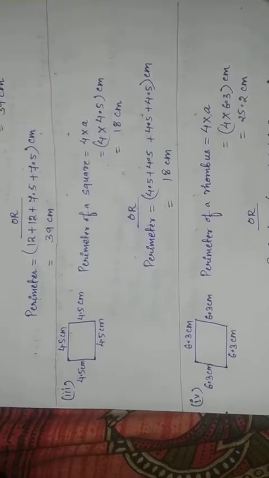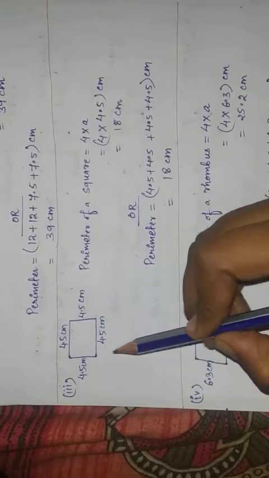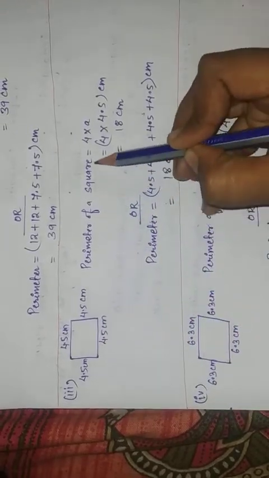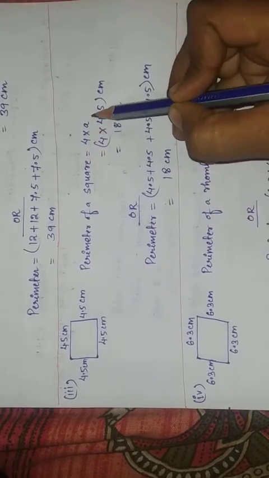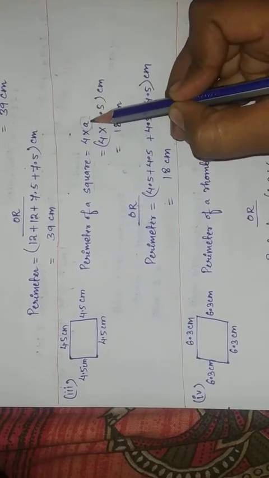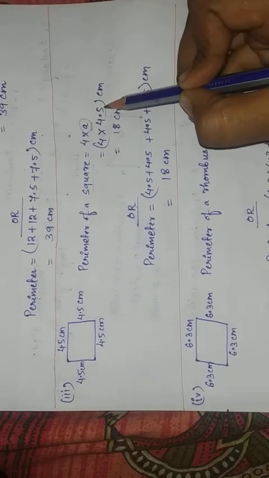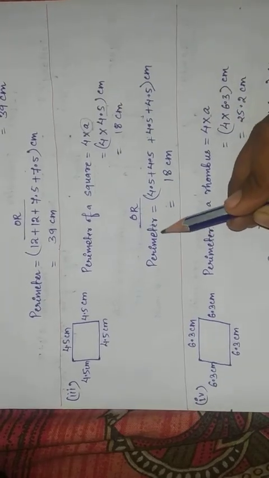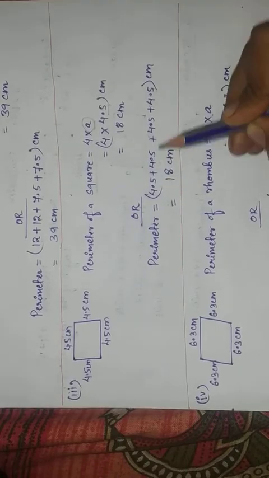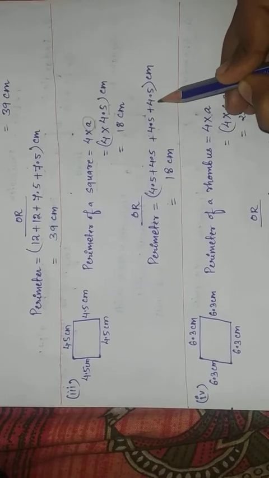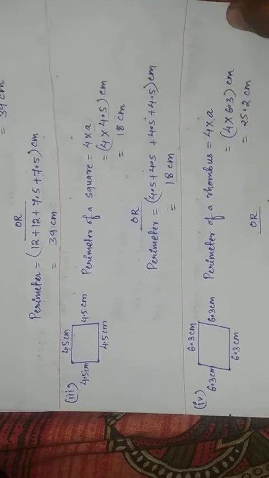Then question number 3. What is the perimeter of a square? The perimeter of a square is 4 into A. What is the value of A? The value of A is 4.5. Then the perimeter of a square is 4.5 plus 4.5 plus 4.5 plus 4.5. You will get 18 centimeter.